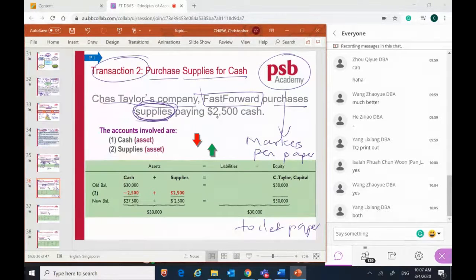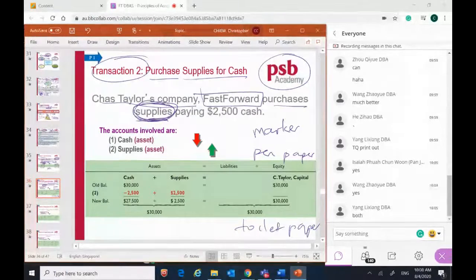And what are supplies? Supplies are actually your assets. Do you agree that all these supplies will be able to provide benefits to the company in the future? For example, what benefits do markers, pen, paper provide to the business, to the school? The lecturer can use the marker to write on the whiteboard, okay? So all this will provide benefits to the school.